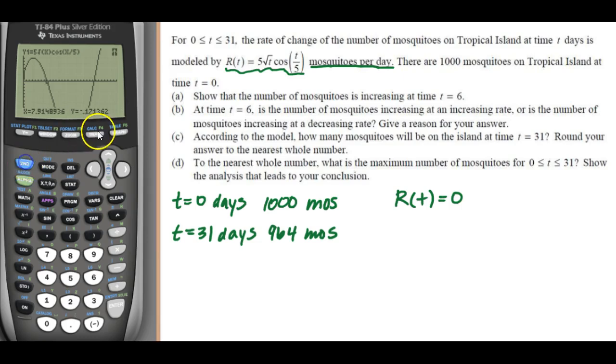So I have to go to second trace for calculate, 2 for zero, and now it's asking me for the left bound. So I want to be to the left side of this x-intercept right here. So I want to move to the left. Now I'm clearly to the left of this x-intercept. I don't want to think about it as above or below the x-axis. I want to think about it to the left or to the right. So left bound, yes, so I hit enter. Right bound, now it's telling me get to the right side, which in this case would be down here. I'm on the right side of this x-intercept, so I hit enter. When it says guess, we always just hit enter.